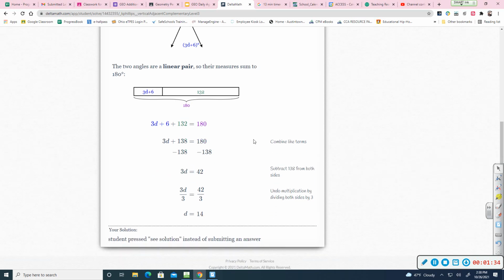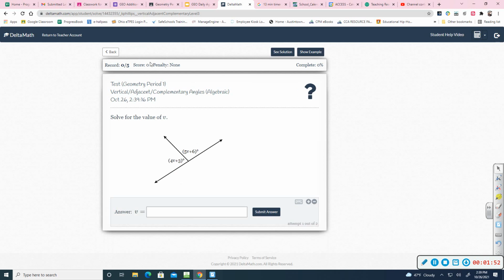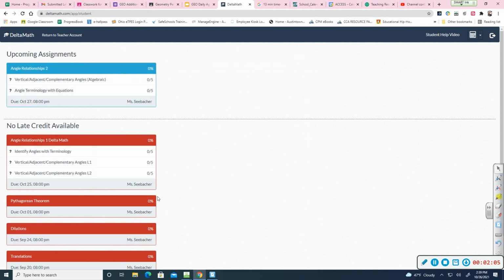So you always want to combine your like terms first, and then use inverse operations to start moving things around, with the goal of getting the variable by itself. In this section, once you get the variable by itself, so in this case, once you solve for D, you are done with the problem. The answer is 14. So all of the problems in this section, again, you're given a diagram, and you have to identify the relationship, use that to write an equation, and then solve the equation for the missing variable.